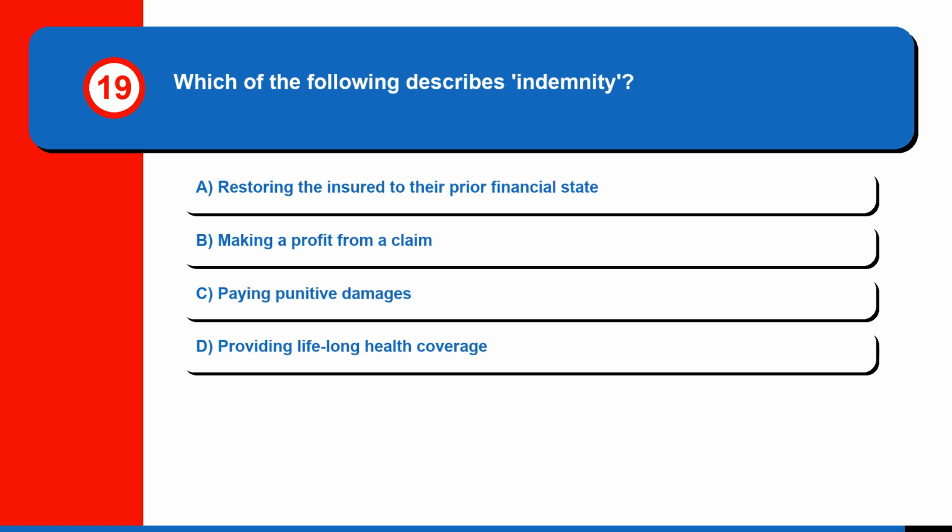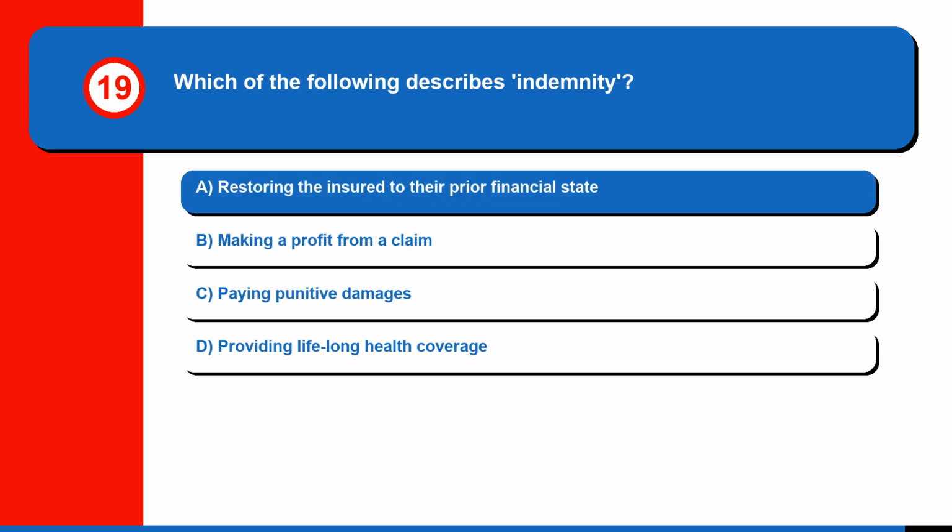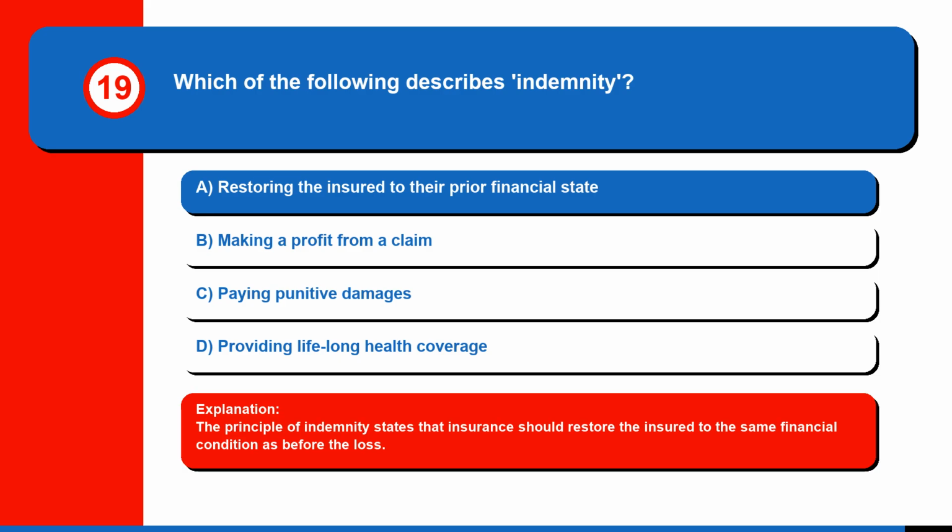Question 19. Which of the following describes indemnity? A. Restoring the insured to their prior financial state, B. Making a profit from a claim, C. Paying punitive damages, or D. Providing lifelong health coverage? The correct answer is A. Restoring the insured to their prior financial state. The principle of indemnity states that insurance should restore the insured to the same financial condition as before the loss.